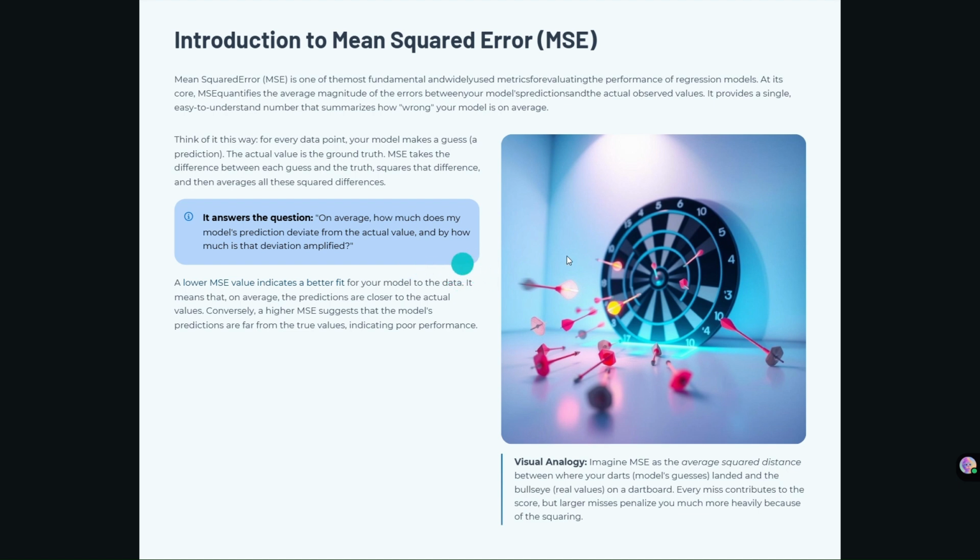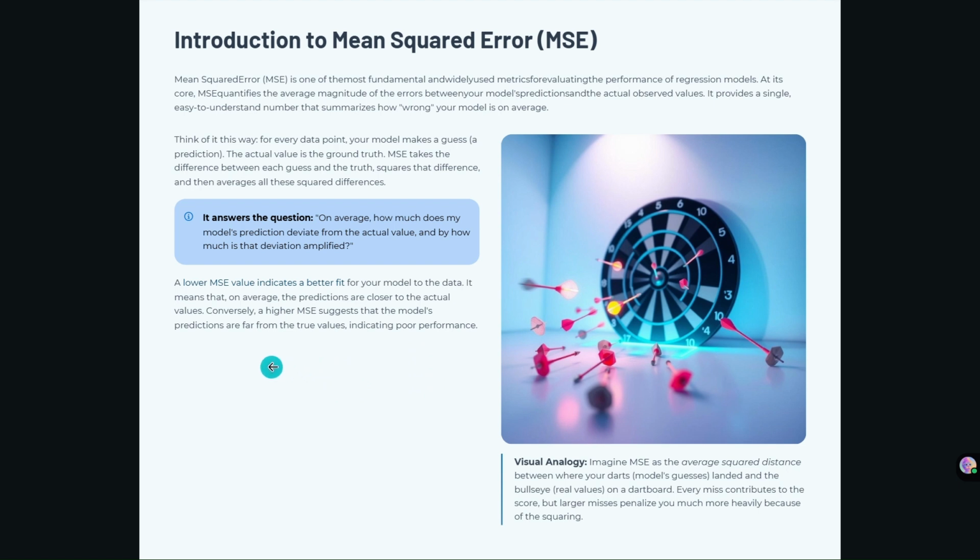Think of MSE like playing that game. Here you can see, the bullseye is the actual value where we have to hit, and your darts are the model's predictions. The closer you are to the bullseye, the better your hit. But here's the catch: if you miss by a lot, you get punished much more heavily because we square the errors. So MSE is simply the average squared difference between what your model predicts and what's actually true.